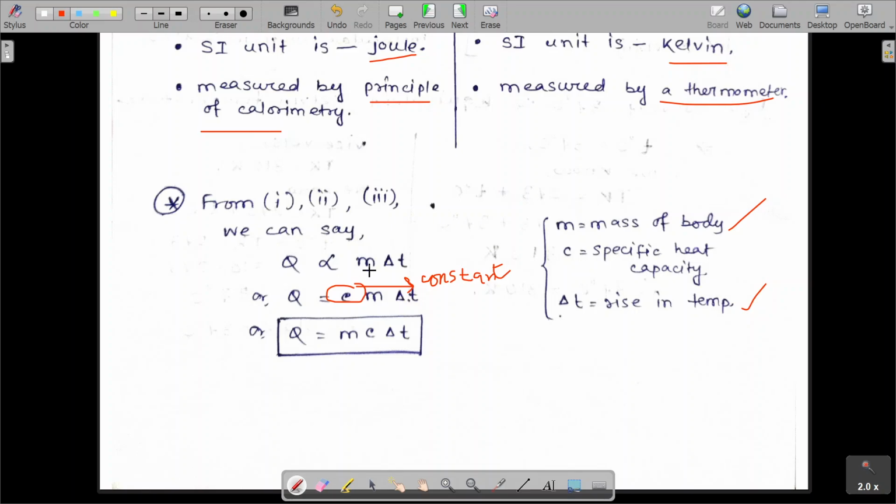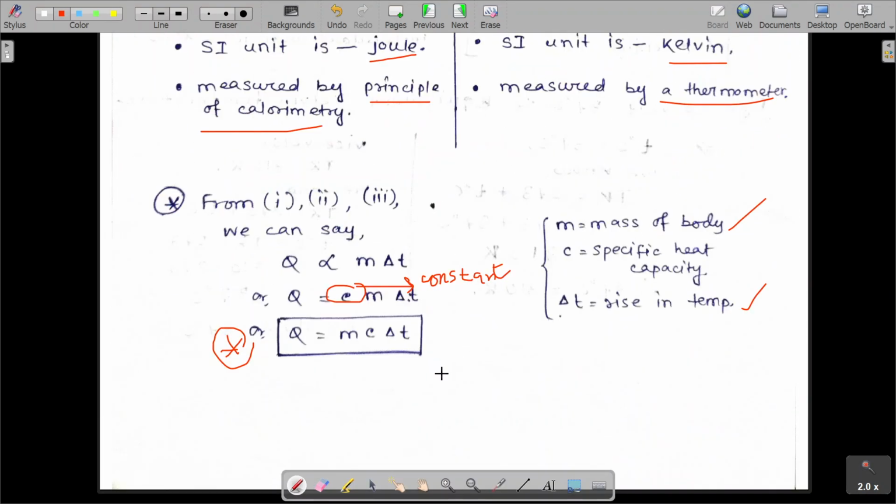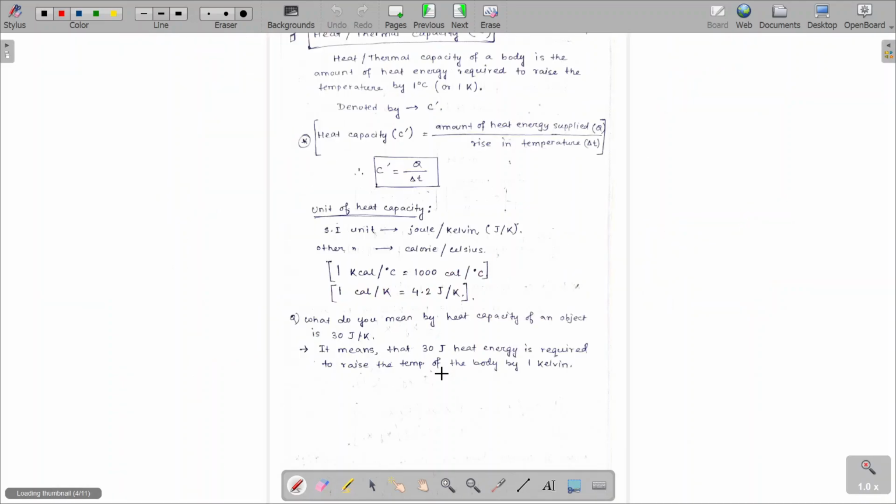Since Q is directly proportional to mass and Q is directly proportional to the rise in temperature delta T, we can write Q equals C m delta T, where C is the constant, the specific heat capacity. So this formula comes: Q equals m c delta T. This formula is very important. Later, it will be needed to solve the numericals based on calorimetry. So let's move on to the next slide.